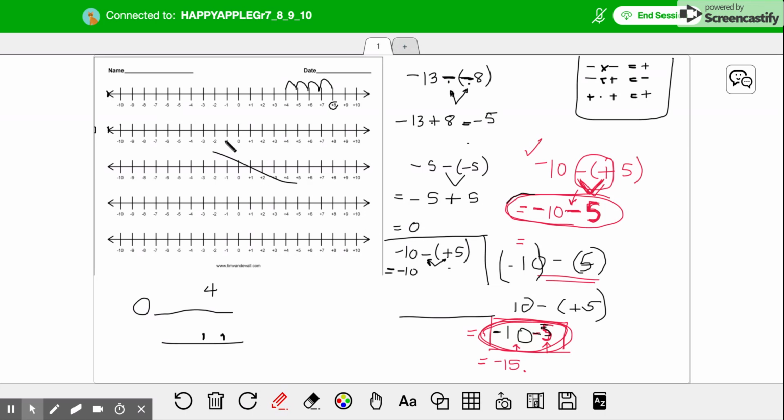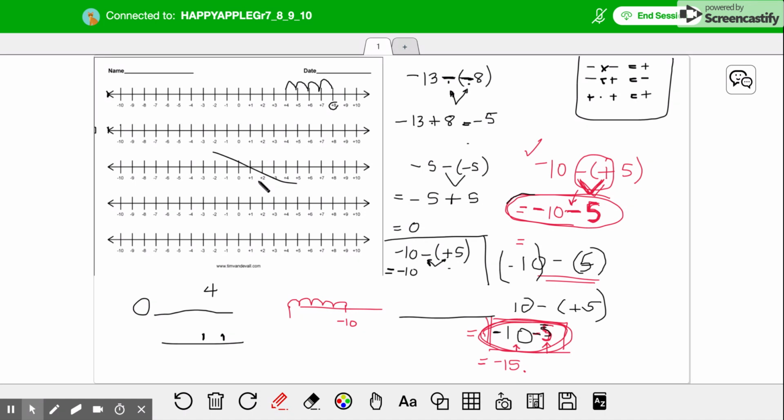Wait, so how would you... Okay, so on the number line, right? You would go to the left? You'd go down to minus 10, right? And then minus 5 means you're going left 5 units. But it's positive, and positive's to the right. So wouldn't you go 10 units to the right?